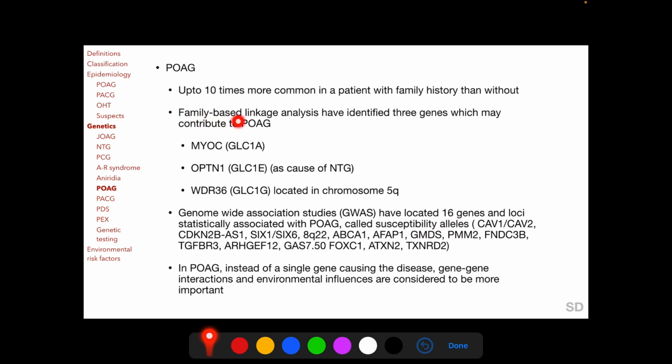In family-based linkage analysis, genetic studies are based on family members affected with the disease, but in genome-wide association studies, a large number of patients having the same disease undergo genetic testing in an attempt to find out the common genetic mutations in them. So in primary open-angle glaucoma, instead of a single gene causing the disease, genetic interactions and environmental influences are considered to be more important.